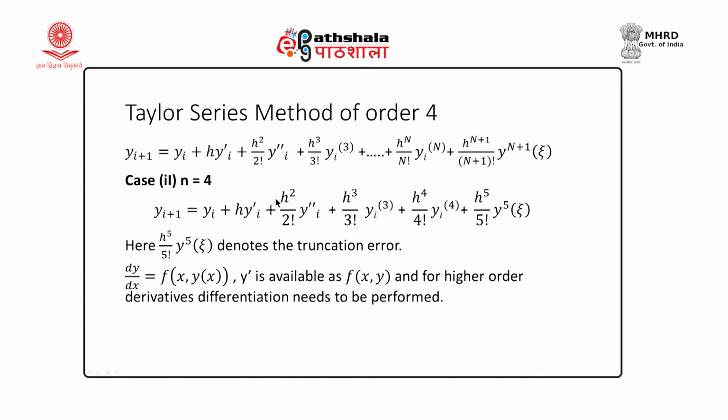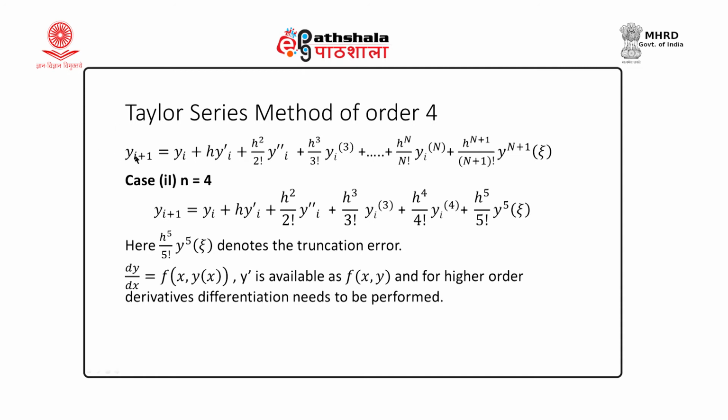Now, similarly we can have a Taylor series method of order 3 also, but the most commonly employed methods are Taylor series of order 2 and order 4. So, let us take the case of the Taylor series method of order 4. Our capital N will be 4, we will keep the terms up to the 4th power of h, and will ignore the 5th and higher degree terms.